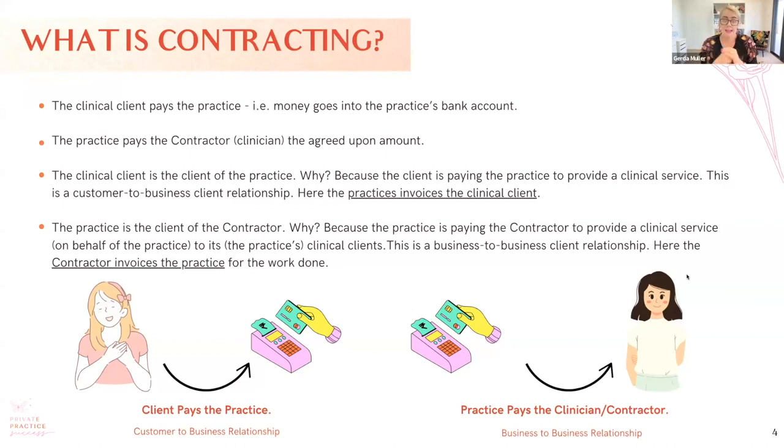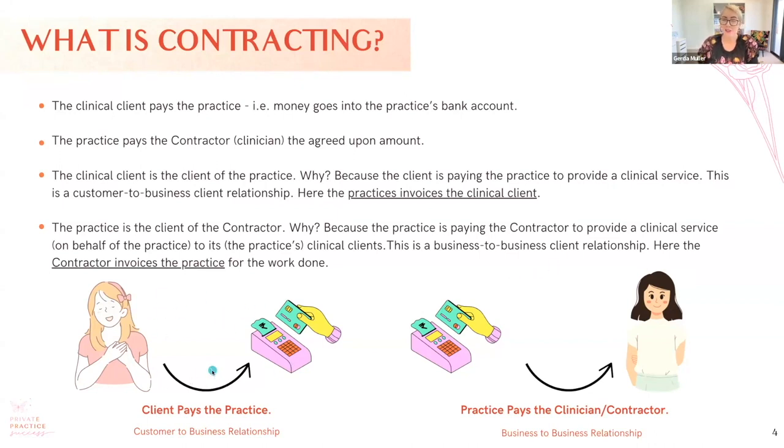The practice then pays the contractor, aka the clinician, an agreed upon amount. Now, in our traditional model, that would be a percentage amount. The clinical client here is the client of the practice. Why? Because the client is paying the practice to provide a clinical service. This is a customer to business relationship.